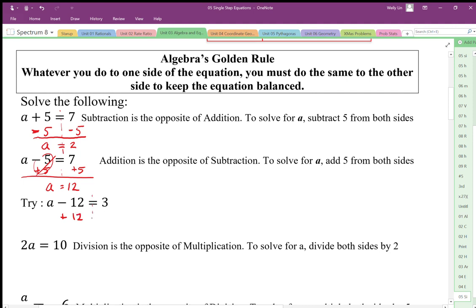And again, we have this equation. We need to do the same on both sides. So I need to do a plus 12 on this side. There's my zero pair. So I end up with a is going to balance or equal 15.